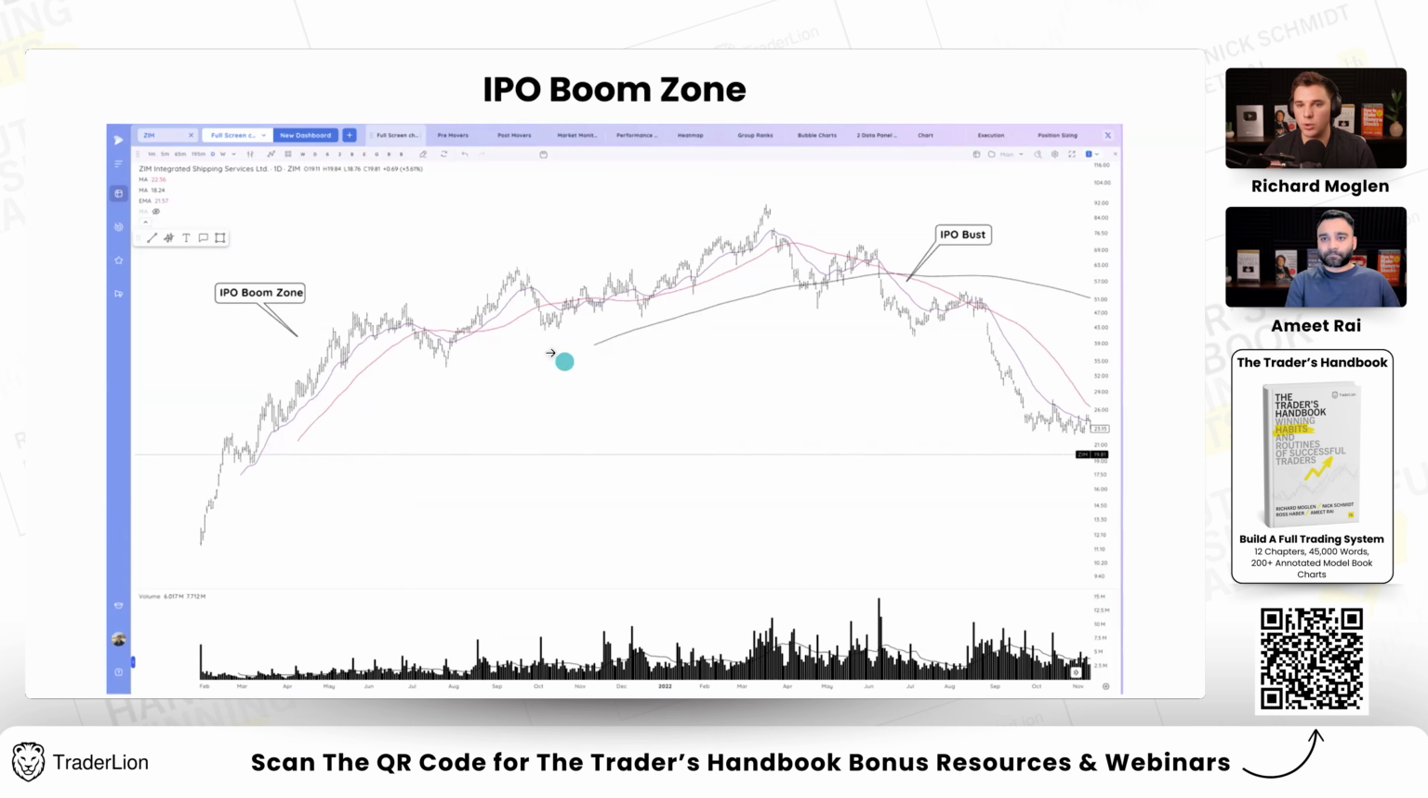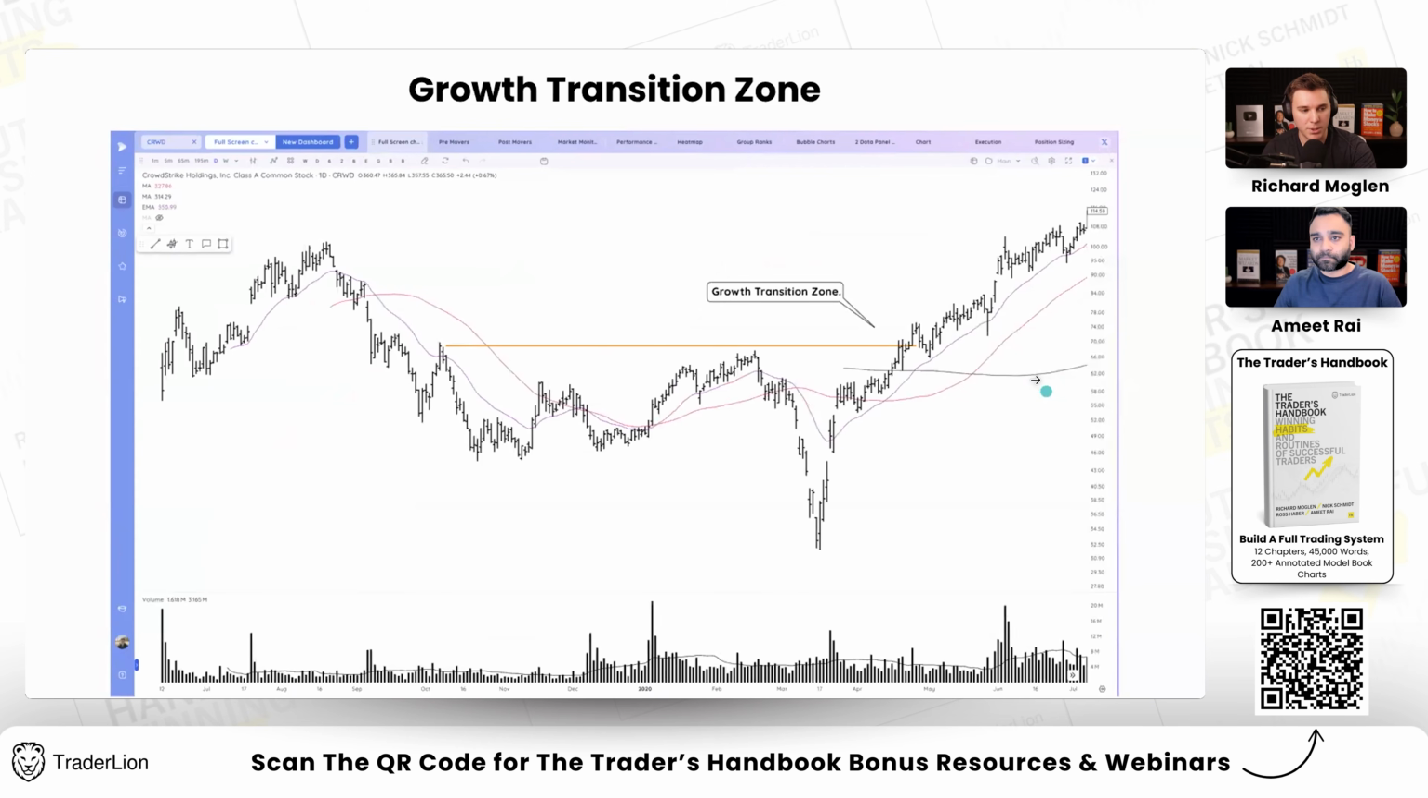And you kind of have to use more aggressive sell rules, more aggressive entry tactics as well, maybe smaller position sizes, because the IPO bust after this move can be pretty substantial. Sometimes stocks drop 70, 80, 90% during this IPO bust phase and have to prove themselves to the market once again that they're worth the institution's money, and then it'll start a new growth transition zone. But this IPO boom zone, IPO bust zone is a good area to be trading both to the long side here and potentially the short side during the IPO bust.